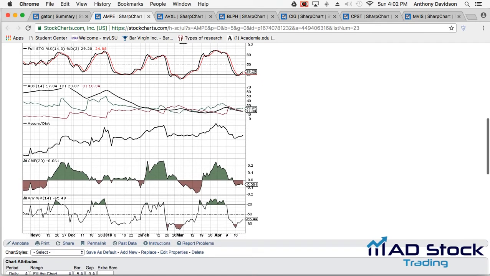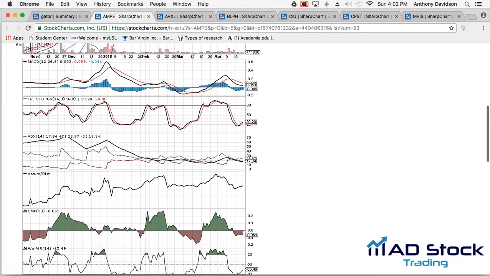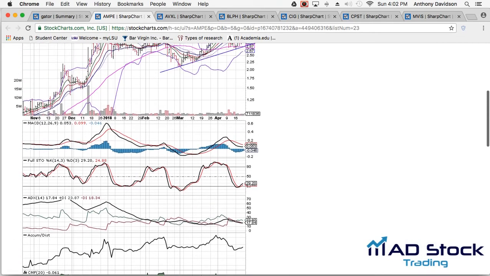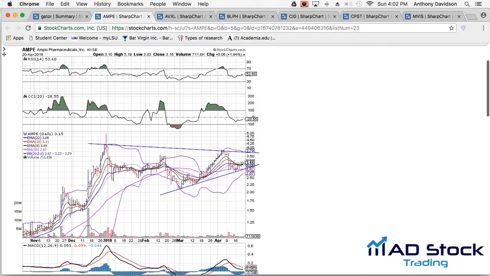Also down here, the Williams percent is a momentum indicator. It's already bounced off this negative 80 line, and right now it's rising up. So that's another positive on what we looked at, right? So that's the reason we picked AMPE. A lot of these things look really good, and that's the reason we picked that one.